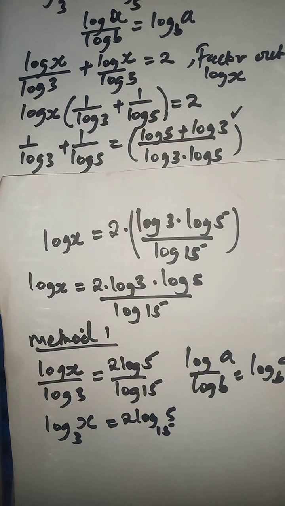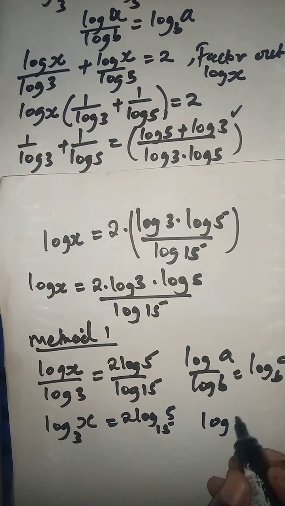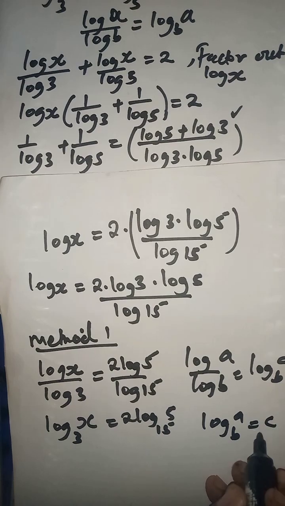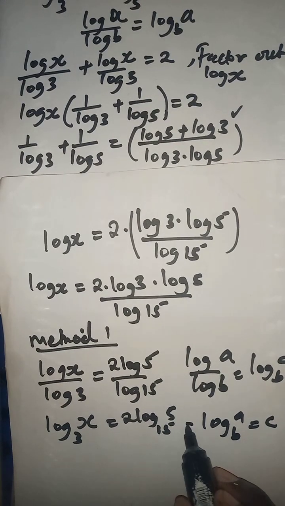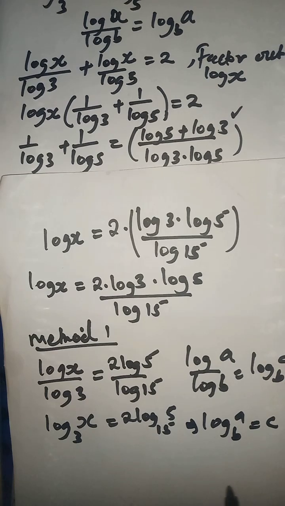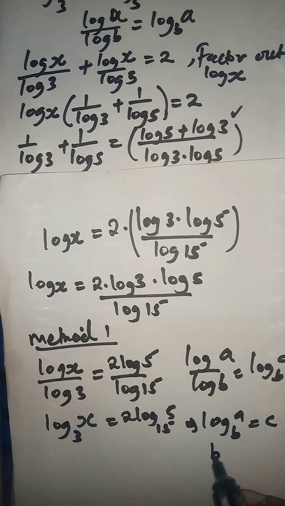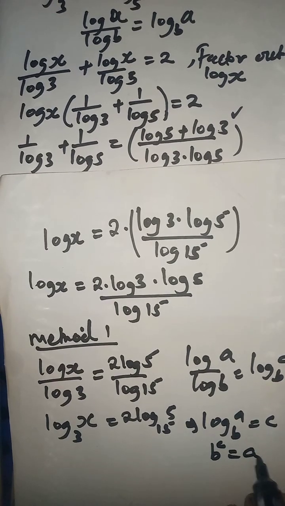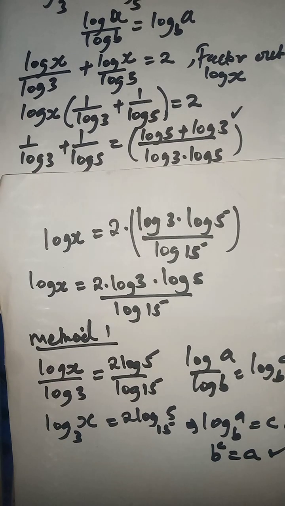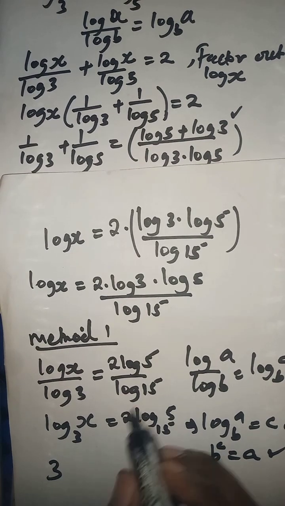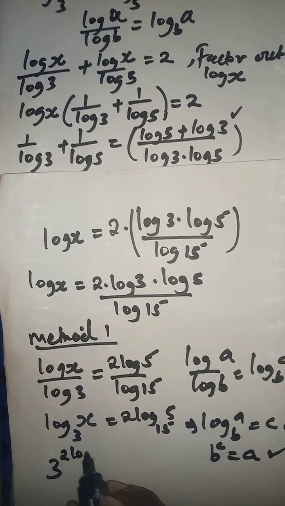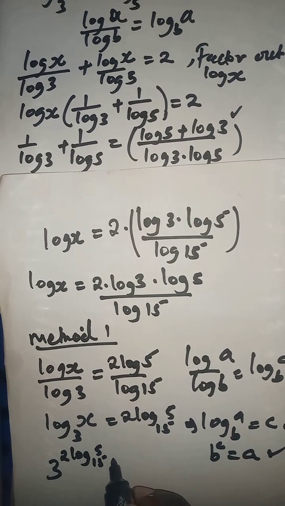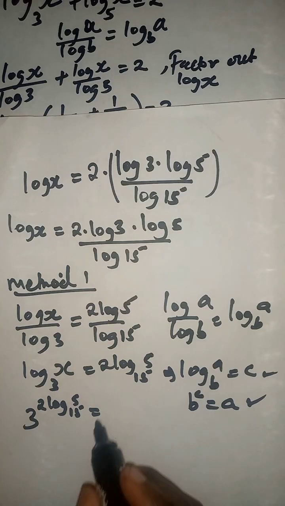You also need to recall that wherever you have the log of a to the base of b is equal to c, then this is logarithm notation. I'm going to change it to index notation as b to the power of c is equal to a. So that is what I'm going to use. Applying it here, I'm going to get 3 to the power of all of this is equal to x.